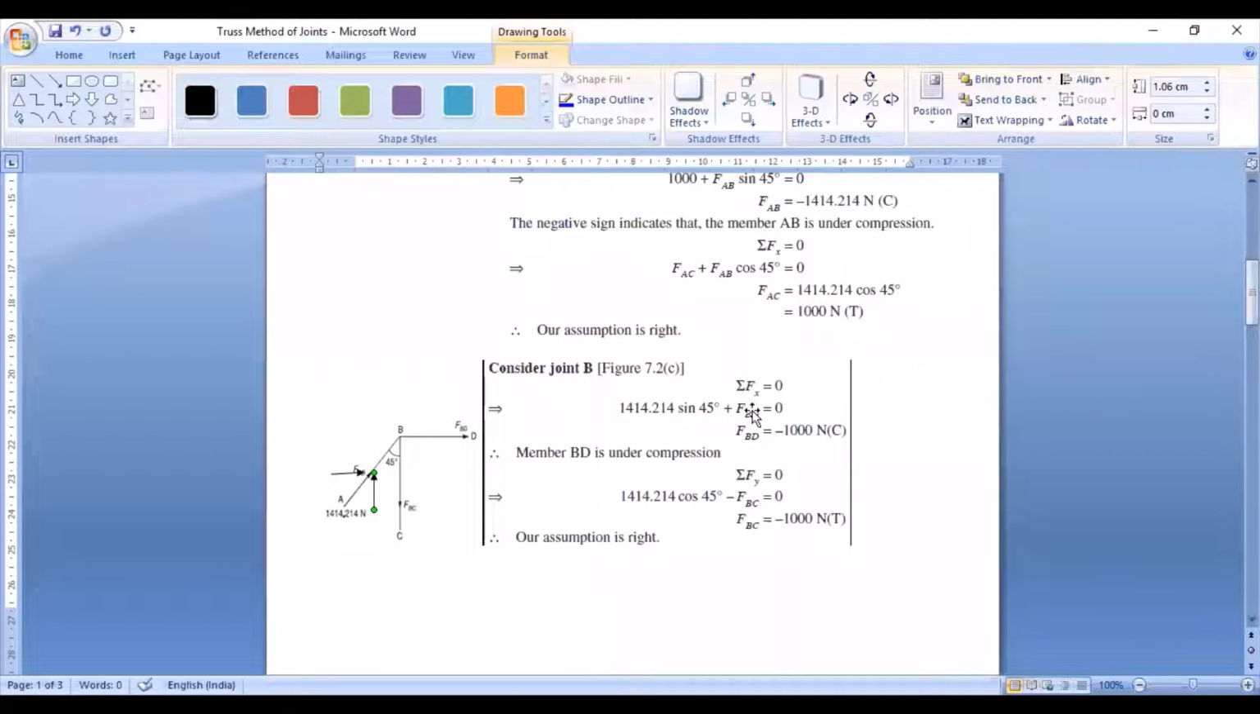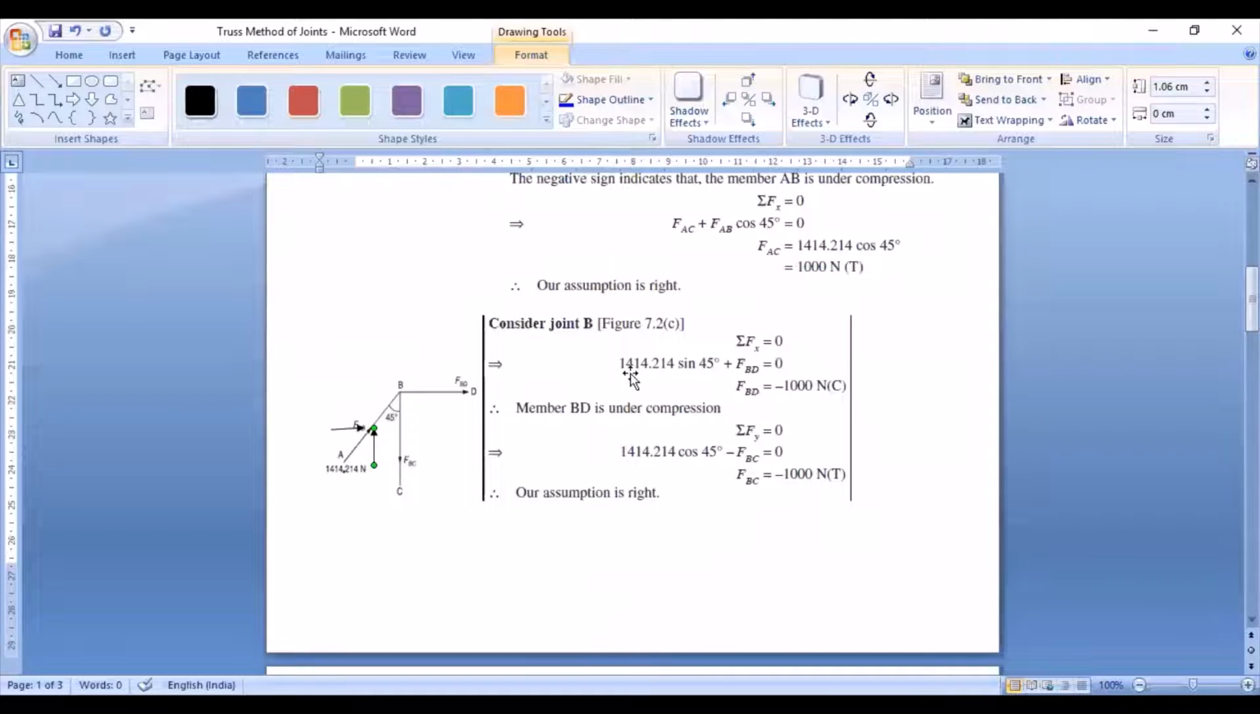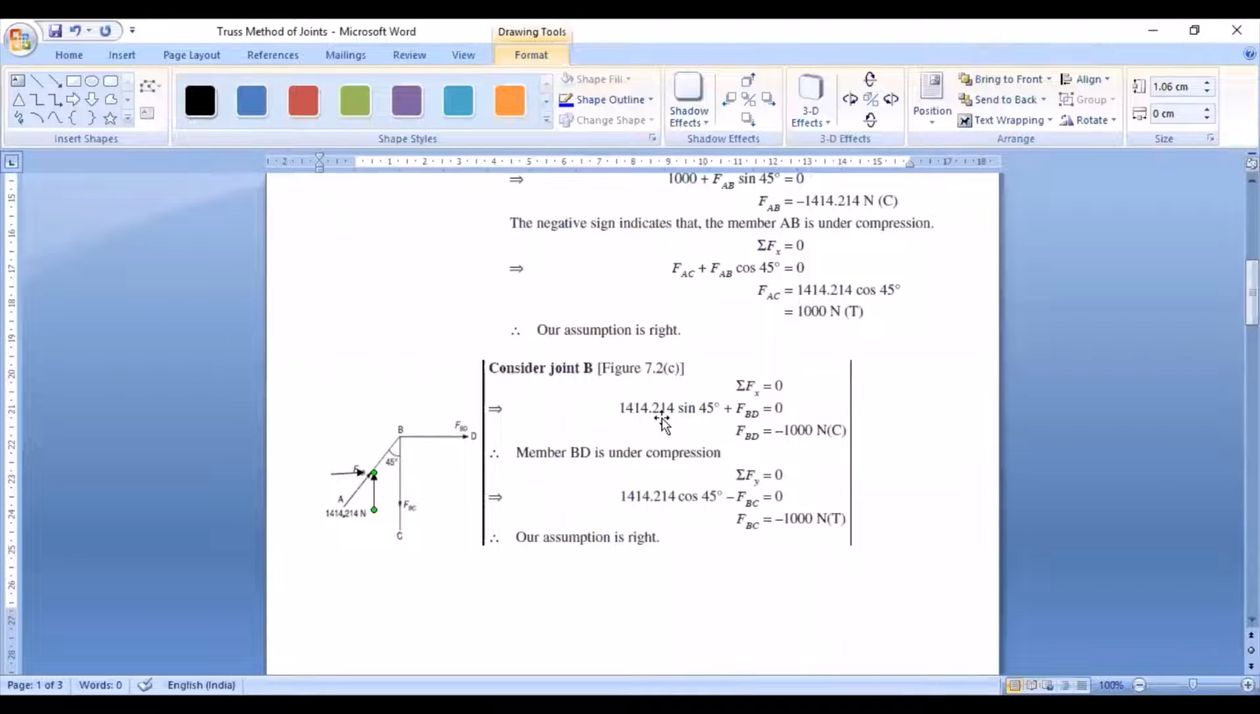FBD, which is already acting to the right, is positive. Next is the horizontal component of FAB. You know that FAB is 1414.214. Here you are supposed to take it with a positive sign, not a negative sign. Why? Because you have already changed the direction. Be careful with that. So it is 1414.214 sine 45, positive because it is acting to the right, plus FBD, which is acting to the right as well. If you rearrange the terms, you get FBD equal to minus 1000 Newton.